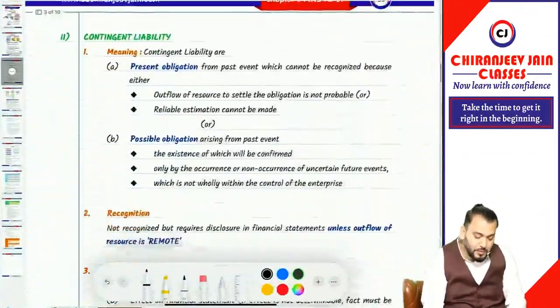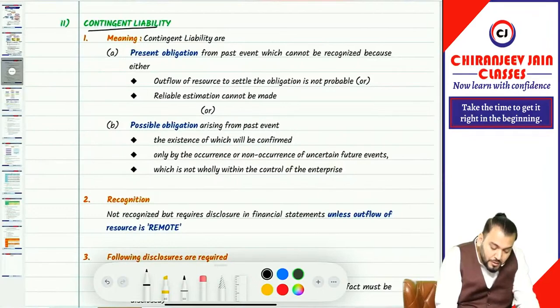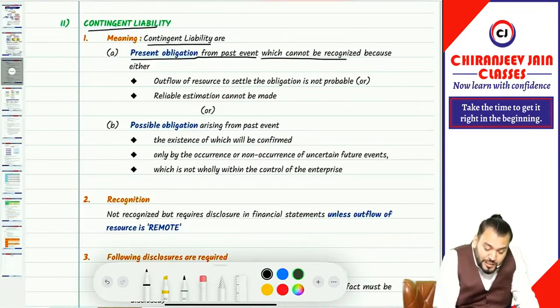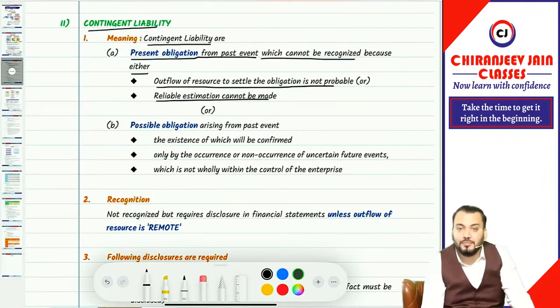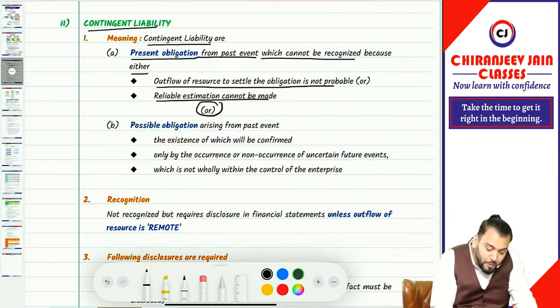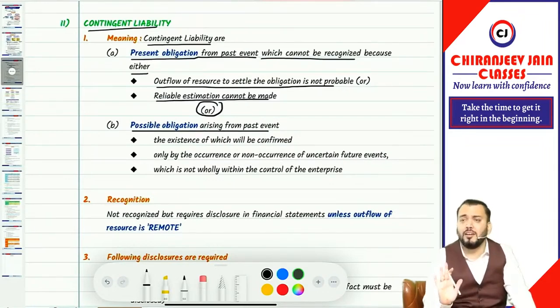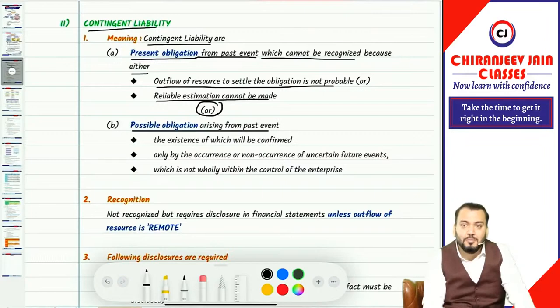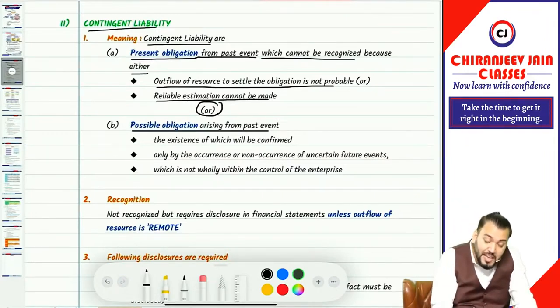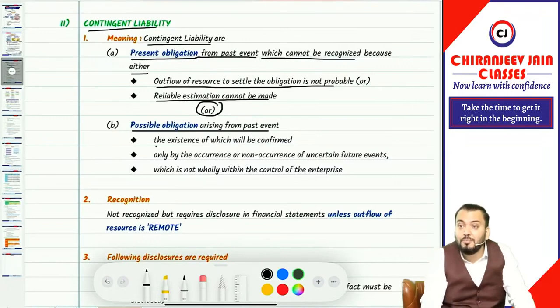What is given? Contingent liabilities are present obligations from past event which cannot be recognized because either outflow of resource to settle the obligation is not probable or reliable estimation cannot be made, or it is what? Possible obligation arising from past event. If you write this much, you will get marks. But let us complete it. Possible obligation arising from past event, the existence of which will be confirmed by happening or non-happening of uncertain future event which is not wholly within the control of the entity.